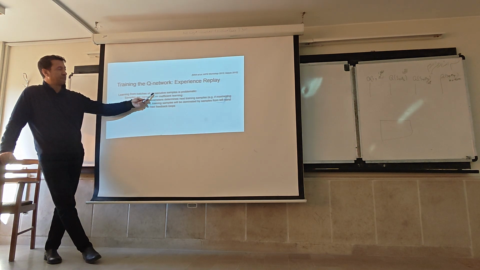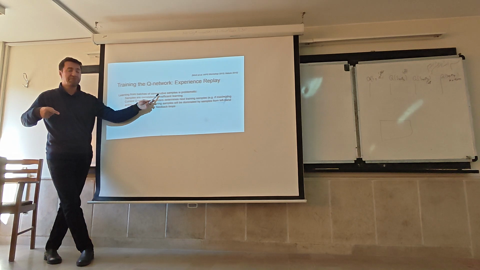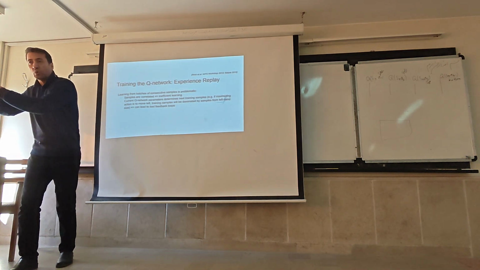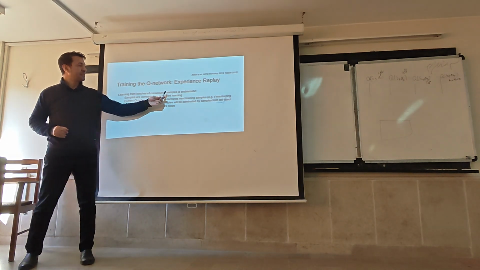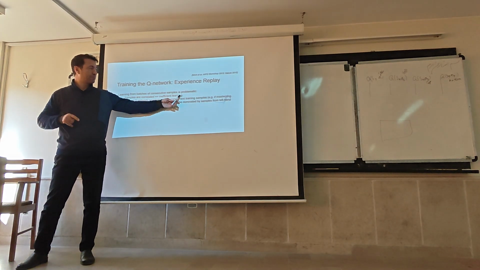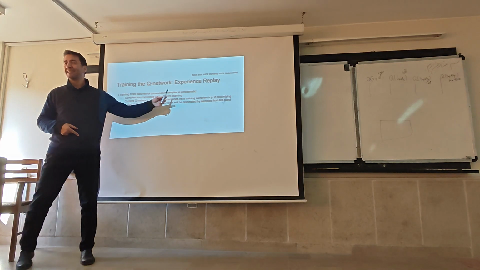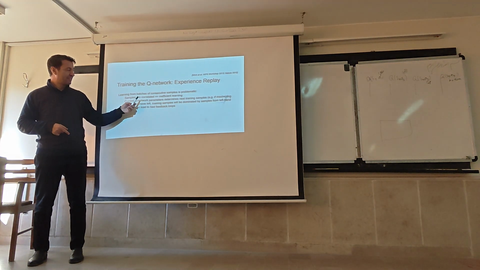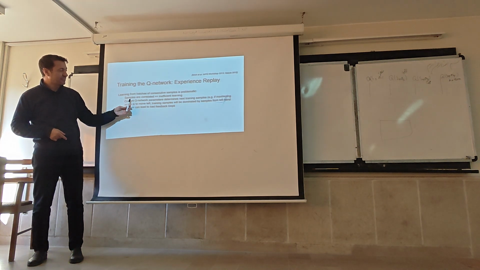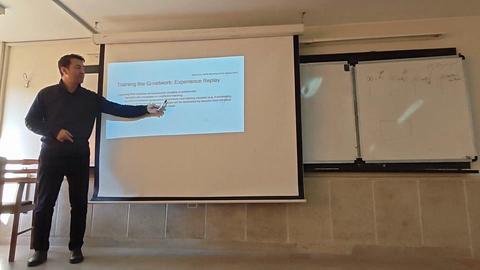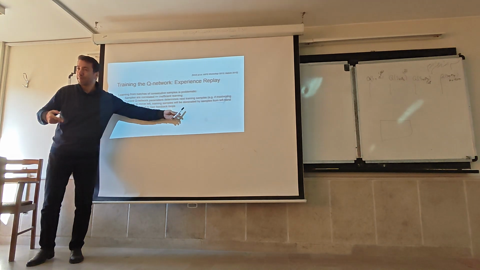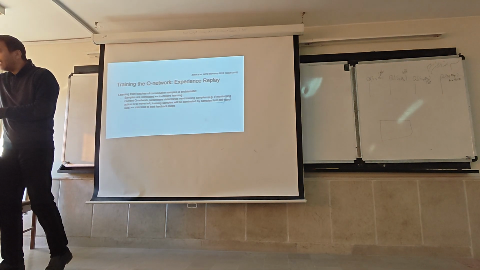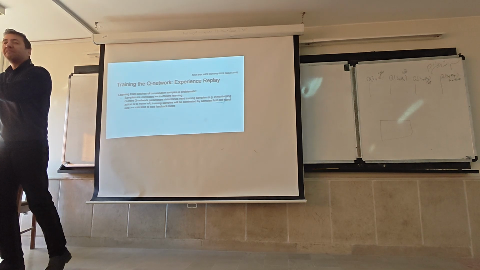It says like this: learning from consecutive samples is problematic. Consecutive means from start to end, we take those for training. Why is it problematic? Because samples are correlated, meaning the current Q value parameters determine the next training samples. If we are going to the right, the next samples will be from the right.